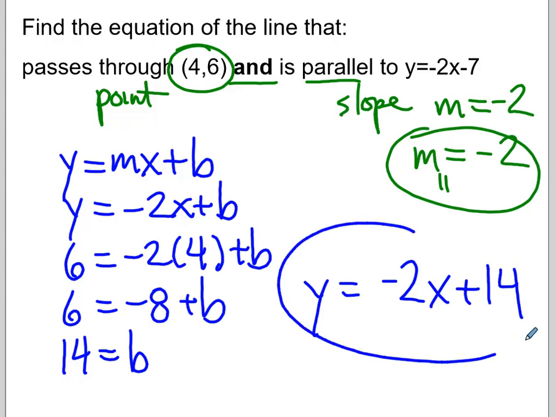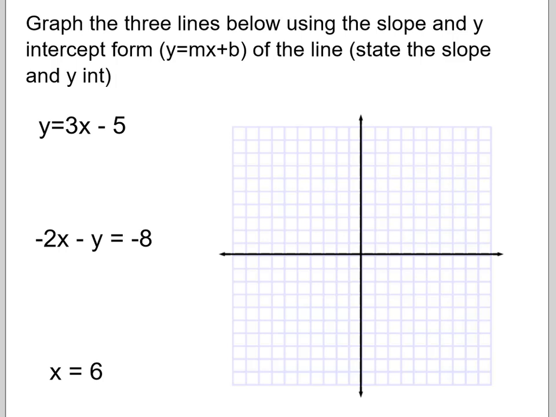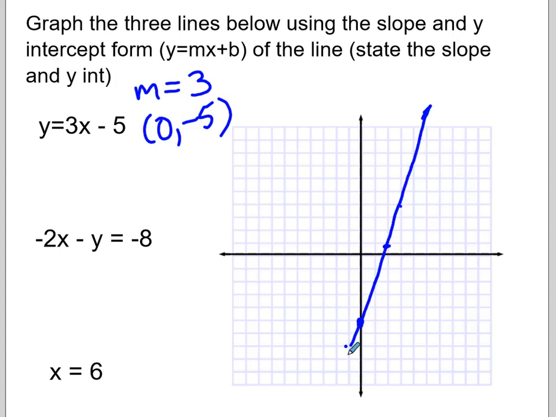There's my equation. Cool. Okay, so graph the 3 lines below using the slope and y-intercept form. So state the slope and the y-intercept, that's always good practice. So the first one is in the correct form, so we should see that the slope is 3, the y-intercept is 0, negative 5. So if I plot that point, and then I use the slope of up 3 over 1, up 3 over 1, I can draw that line fairly quickly. Just like that.